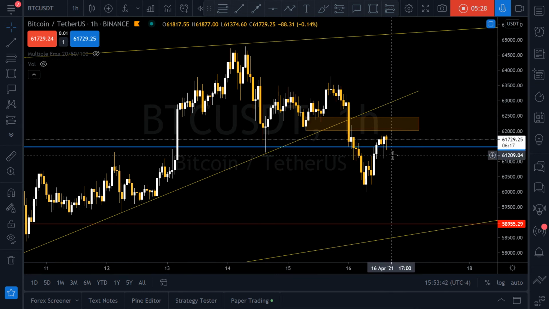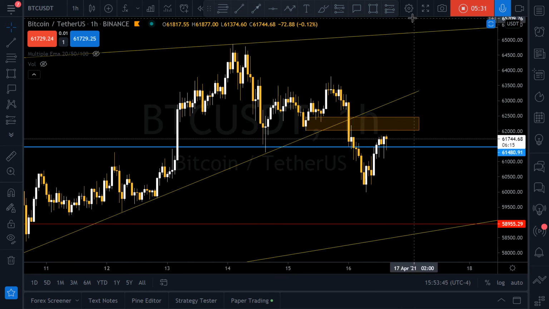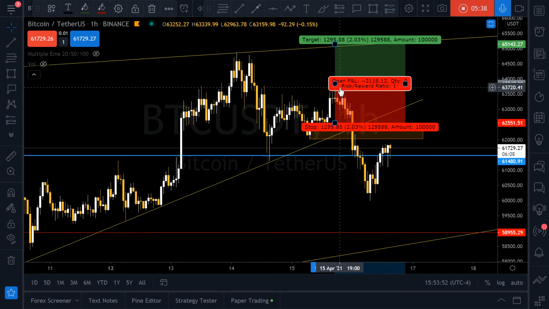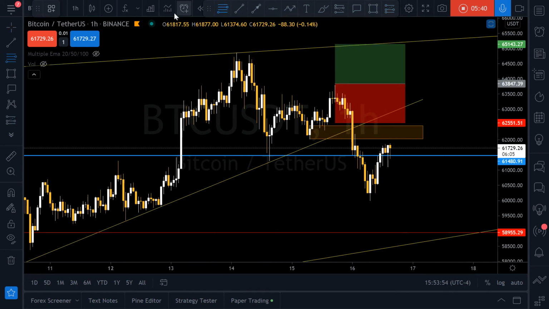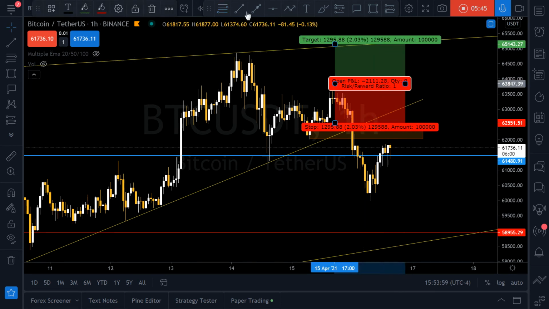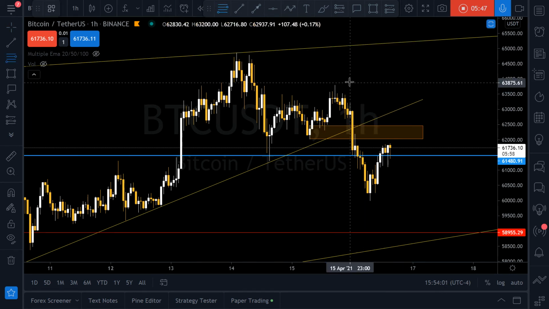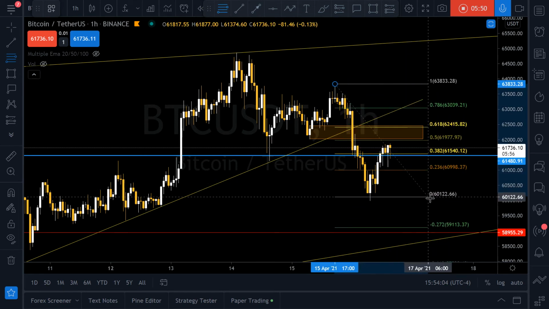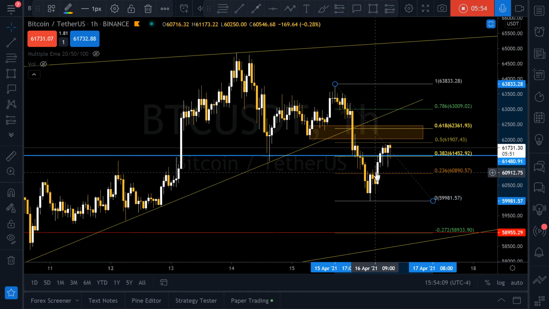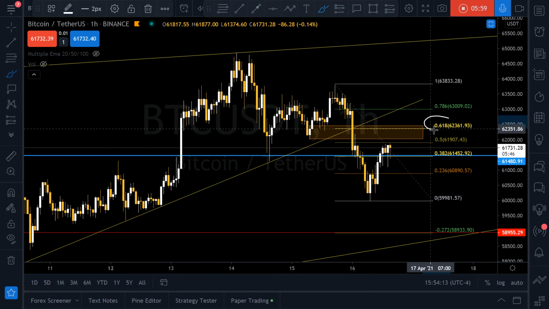Also, look what happens when we put my magic fibs on here. Going from the swing high, and that's not the fibs. I'm sorry, I am in need of some sleep. Okay, we'll try that again. From the swing high to the swing low here, and you'll see we have the golden ratio and we have the 50 fib.